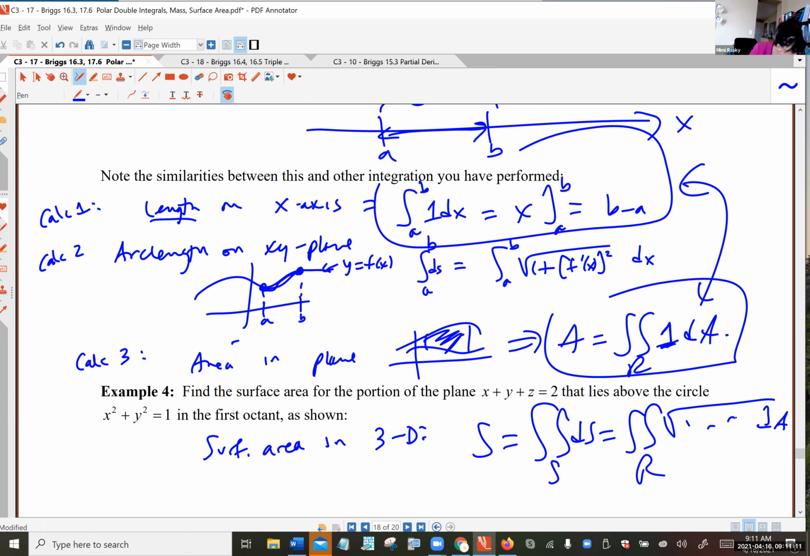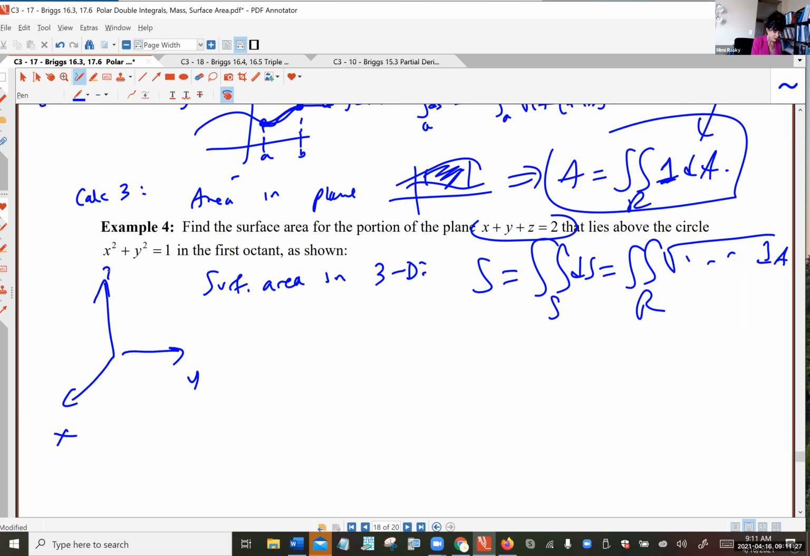So let's see, 3. Do I want to do 3? I guess I could. All right, let's find the surface area for the portion of this plane that lies above a circle in the xy plane, and I'll draw the picture. You guys all know how to sketch a plane. I hope you do by now. So this plane would have x-intercept of 2, y-intercept of 2, and a z-intercept of 2. So you can sketch a portion of the plane.